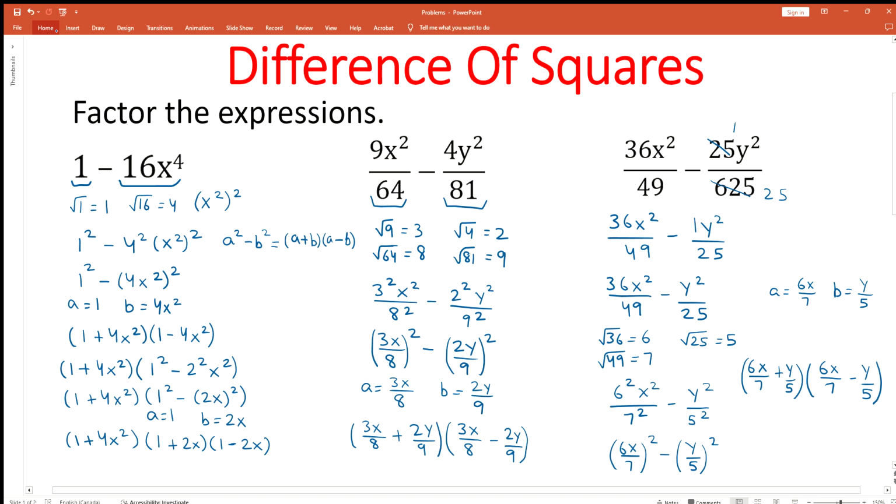So these are the steps you have to keep in mind to use the difference of squares factoring method to factor these types of expressions.